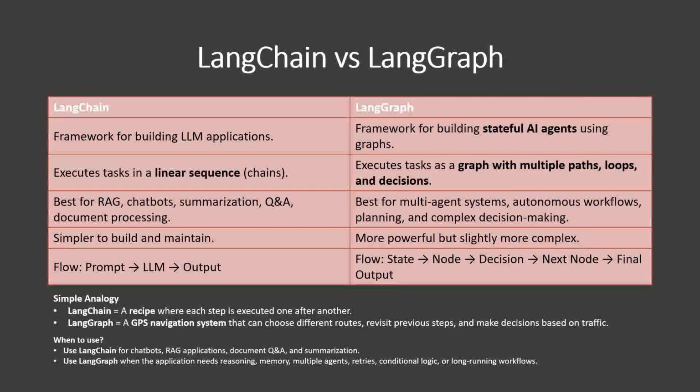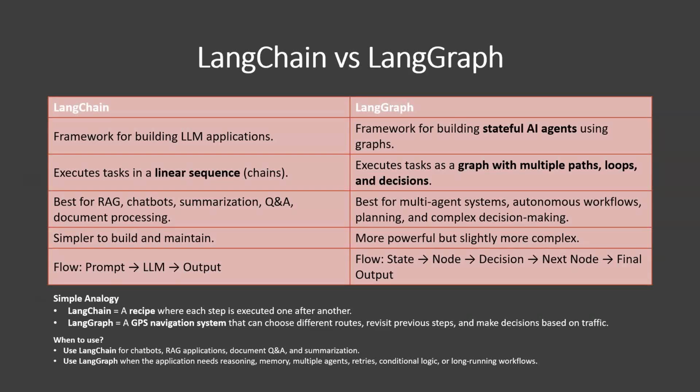LangChain versus LangGraph. LangChain is a framework for building LLM applications, whereas LangGraph is a framework for building stateful AI agents using graphs. LangChain executes the task in linear sequences, whereas LangGraph executes the task as a graph with multiple paths, loops, and decisions. LangChain is best for RAG, chatbots, summarization, Q&A, and document processing, whereas LangGraph is best for multi-agent systems, autonomous workflow, planning, and complex decision making. LangChain is simple to build and maintain, but LangGraph is more powerful.